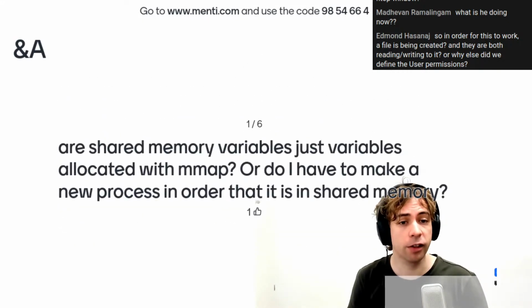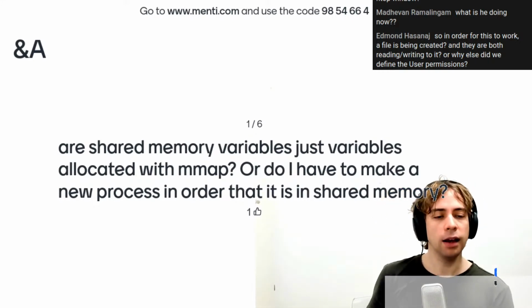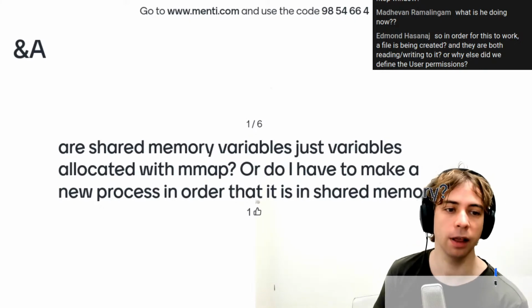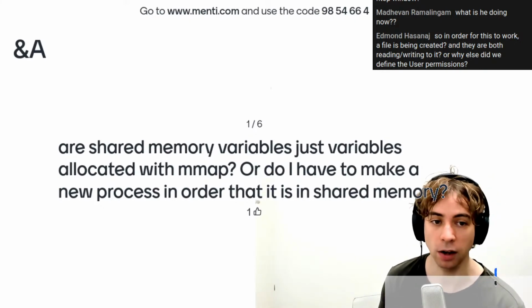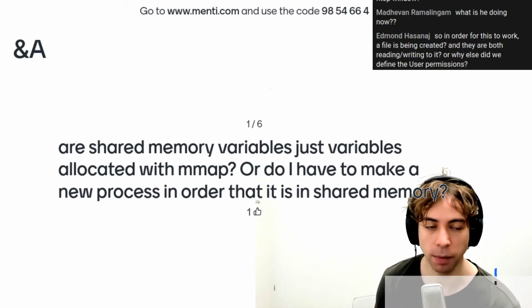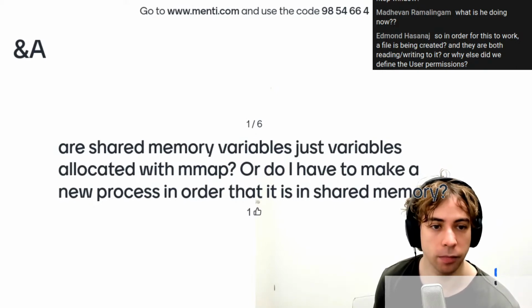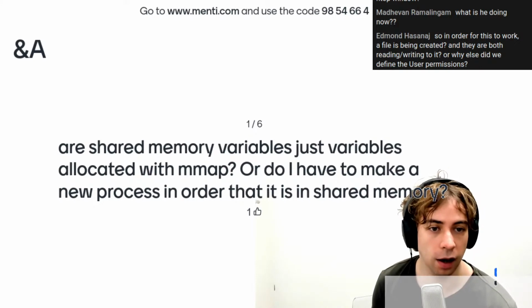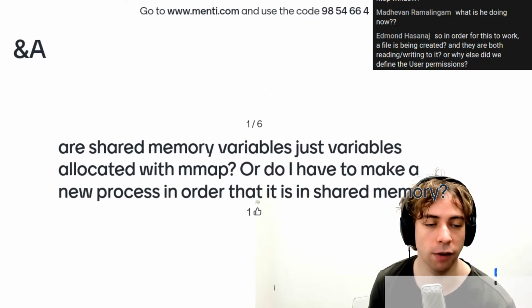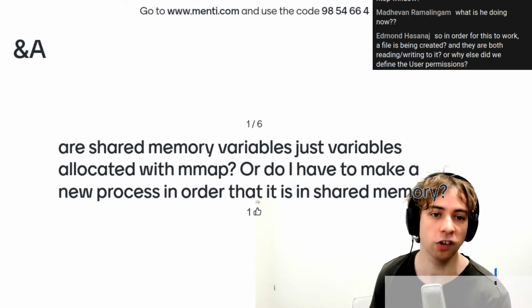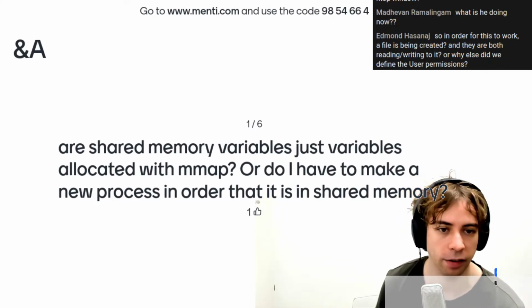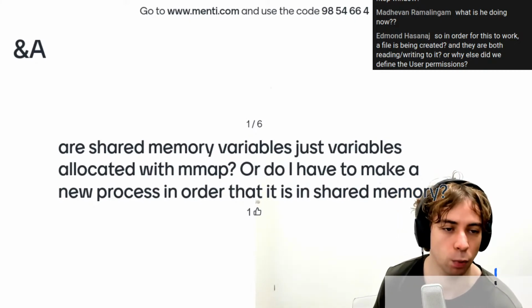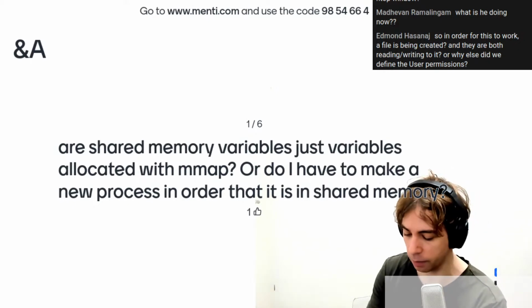Are shared memory variables just variables allocated with mmap, or do I have to make a new process in order that it is shared memory? It depends on the flags. So we first used mmap today to create local process memory that was not shared memory, and then we used different flags, and then it was shared memory. So you have to pass the right flags, and then it would be shared memory regardless of whether there's a second process using it.